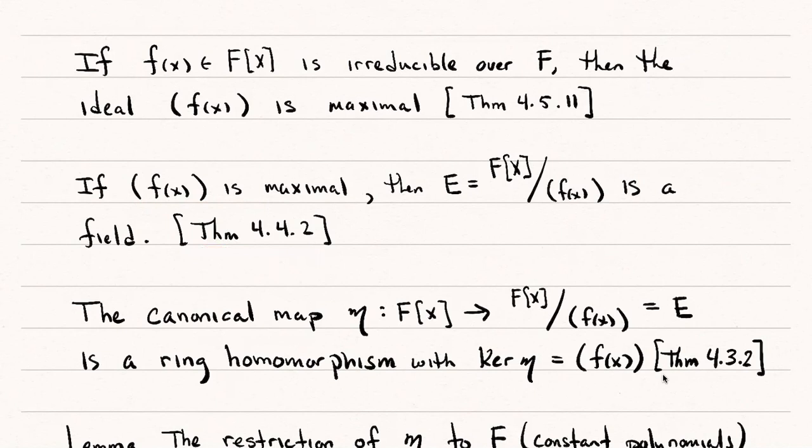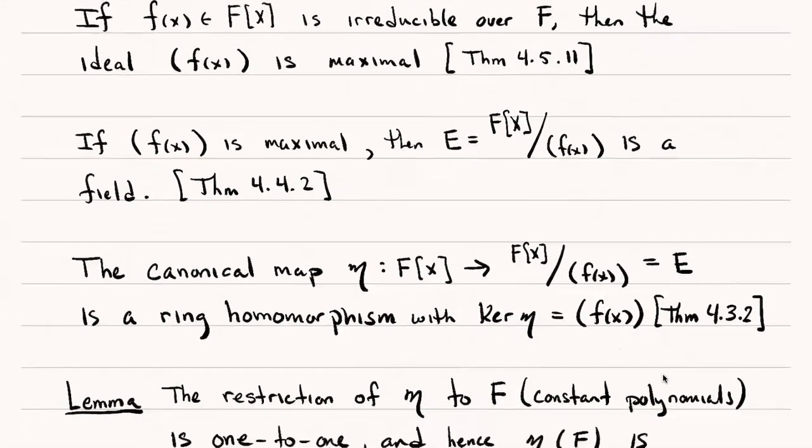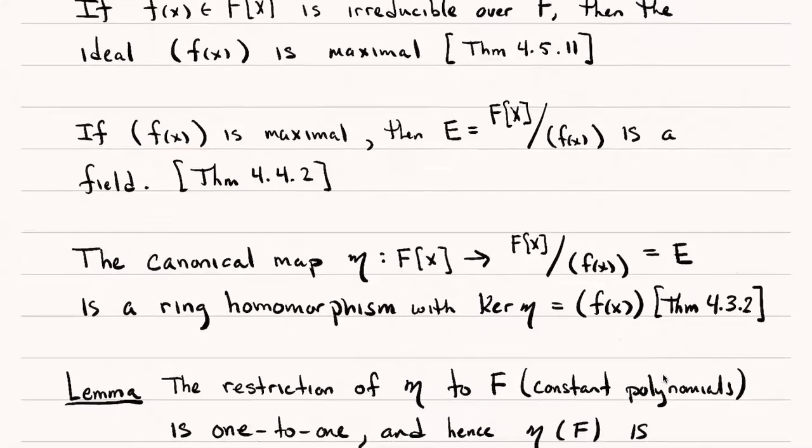Now I'm going way back into the third section of chapter 4, the canonical homomorphism. The author denotes it, I think, by phi. I like eta, which just sends a polynomial to its coset. The canonical homomorphism takes an element of the numerator and sends it to its coset. That's a ring homomorphism, and its kernel is precisely the ideal generated by f. You can see that it's theorem 4.3.2.